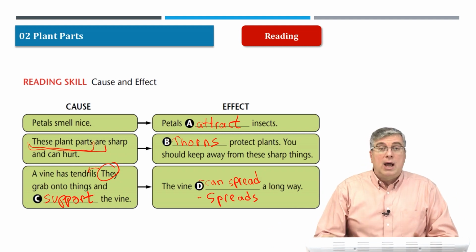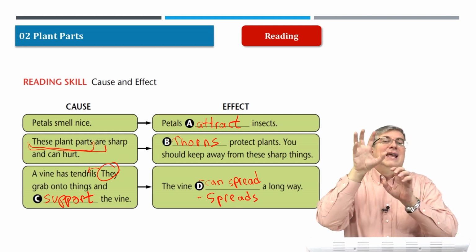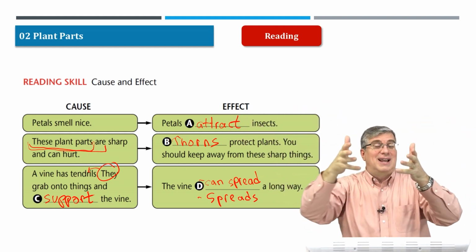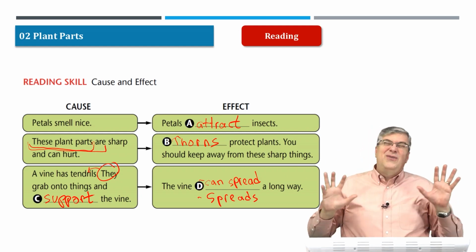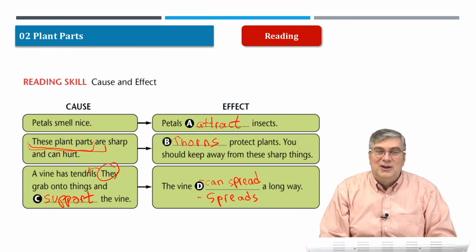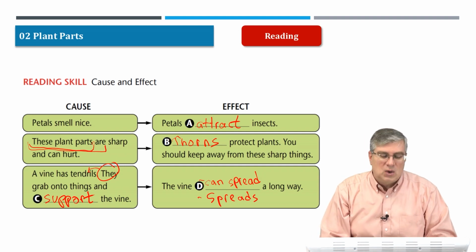And that's because why? Because the vine has tendrils. That is the cause. It can support the vine. What's the effect? The vine grows really, really far. Like I said, many famous colleges in America are called Ivy School because the vine spread all over the building. And the building is covered with vines. Ivy. So Ivy League school.